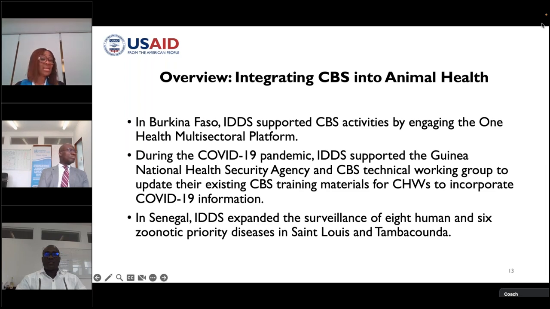As I had mentioned, in Guinea, we introduced COVID-19 tools into the existing CBS technical training materials, working with the National Health Security Agency and the CBS Technical Working Group. And lastly, in Senegal, we have expanded surveillance of 8 human and 6 animal zoonotic priority diseases in the regions where we support, St. Louis and Tambacounda.